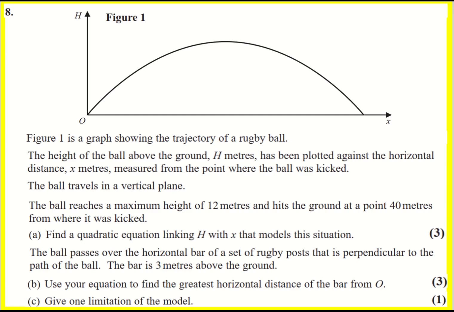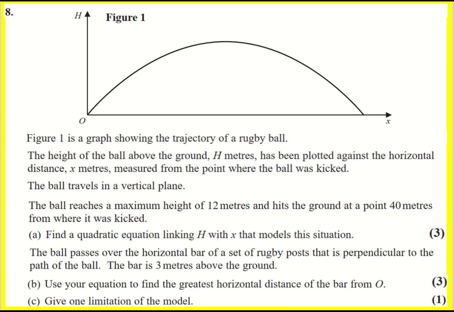One is a graph showing the trajectory of a rugby ball. The height is plotted against the horizontal distance. It travels in a vertical plane. That just means it travels in a two-dimensional plane. It's not veering left to right, spinning to the left or the right either. So we're working in 2 dimensions.